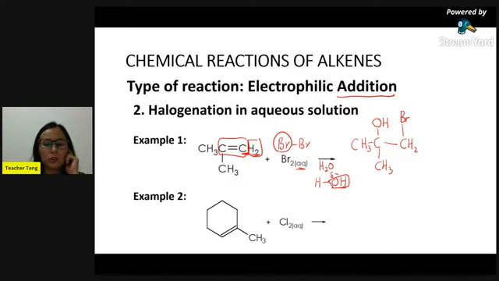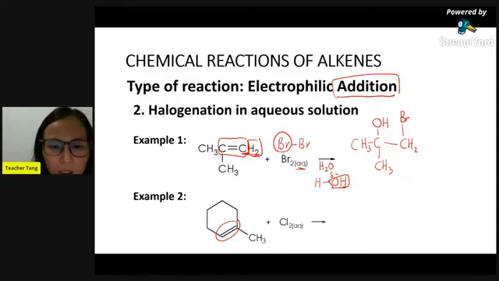Now we move on to look at another example. Still an alkene. What type of reaction does an alkene undergo? Addition. What is addition? The double bond becomes single bond.